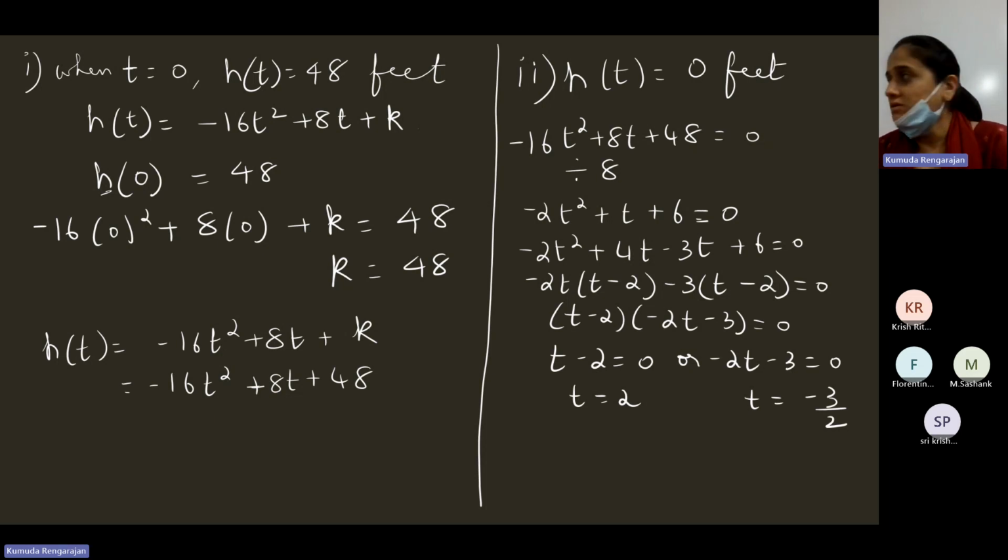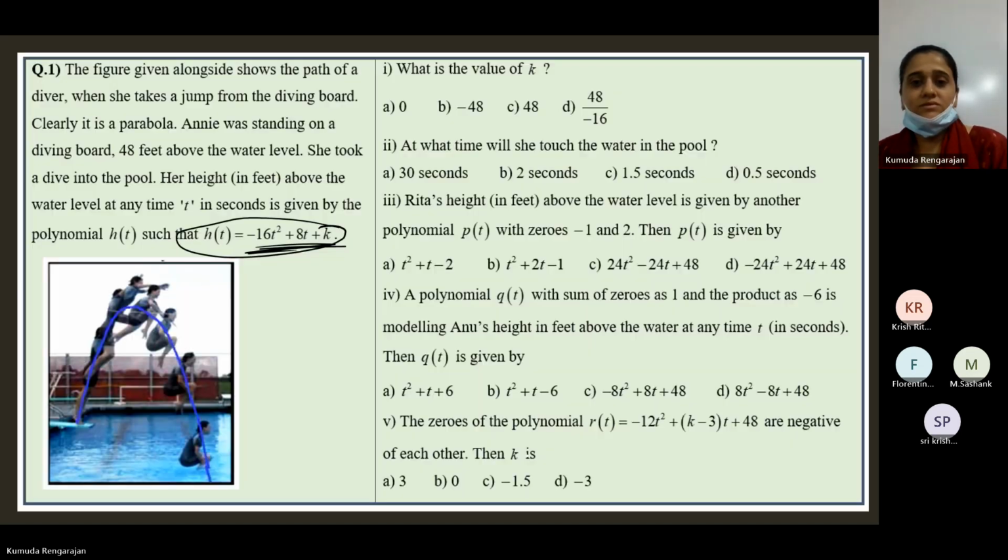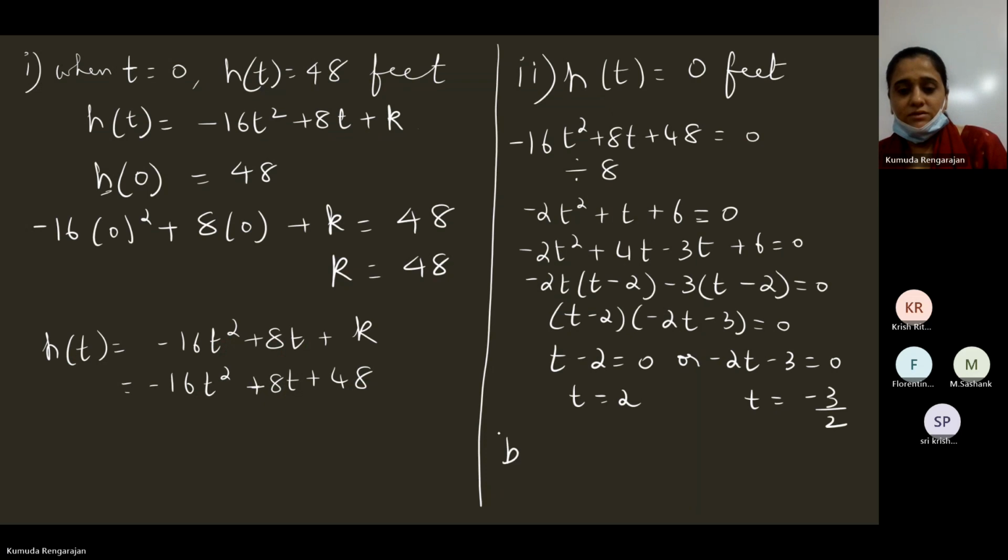So that means, what do we understand? From the diving board, when she takes a leap, it just takes 2 seconds for her feet to touch the surface of the water. So the answer is B, 2 seconds. At what time will she touch the water in the pool? The answer is B, 2 seconds.